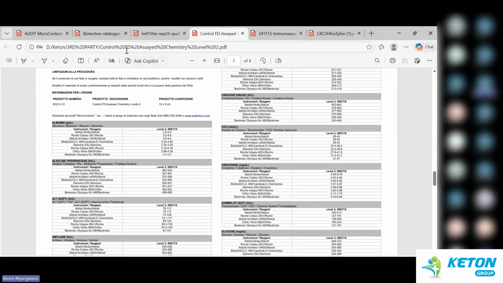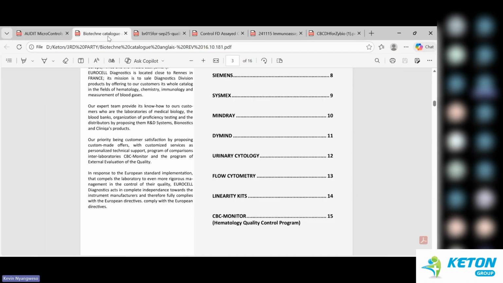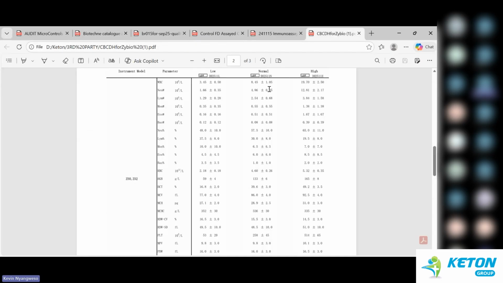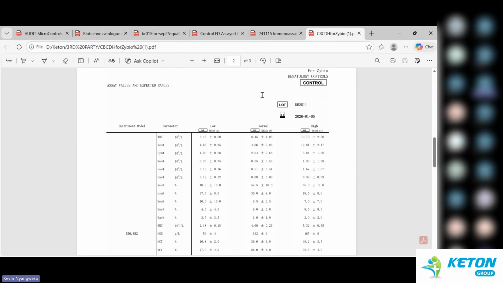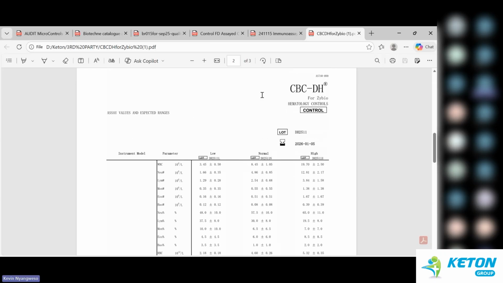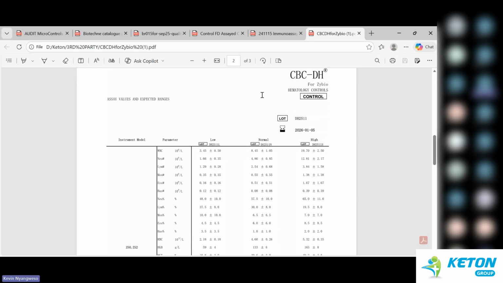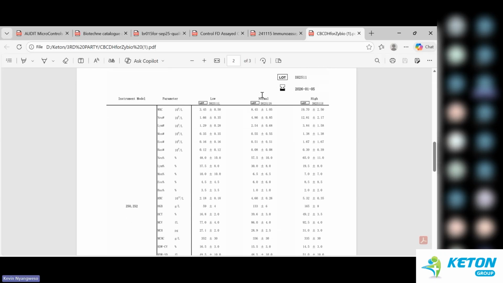If I go to the hematology controls that I mentioned, we also have assays for different machines. For example, if you're using Zybio, these are the assay values for Zybio. We have different assay values for Beckman Coulter, if you're using Sysmex XN series, Mindray series, or even the Genrui series. So we have different assay controls for different machines.